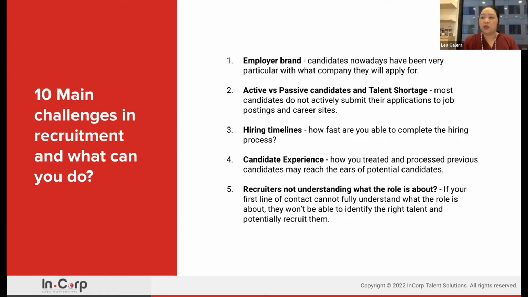And in terms of recruiters not understanding what the role is about, I think this is one of the main challenges that I have been facing myself, especially when we are communicating with some of our clients. You have to make sure that your recruiters or your hiring people actually understand what the position is about, just so at least it would be easier for them to communicate to potential candidates, as well as to the recruitment firms or their partners, what exactly they would be looking for. So proper calibration and alignment with the hiring managers are very important.